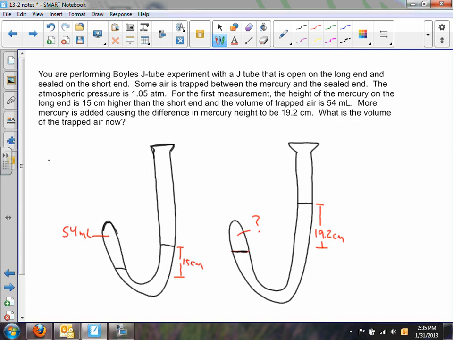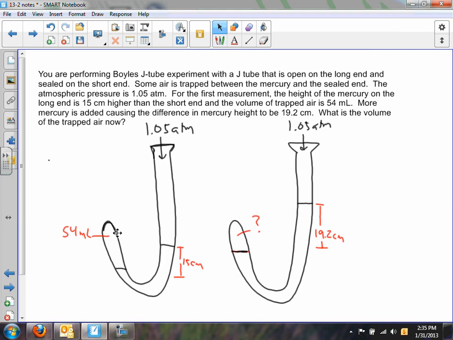And it says some air gets trapped between the mercury and the sealed end. Today the atmospheric pressure is 1.05, so there's 1.05 atm of air just going down into the tube at all times. First thing I'm going to do is pour some mercury into the open end of the tube. After that's done, it looks like some air gets trapped over here. This is trapped air, and this is the mercury.